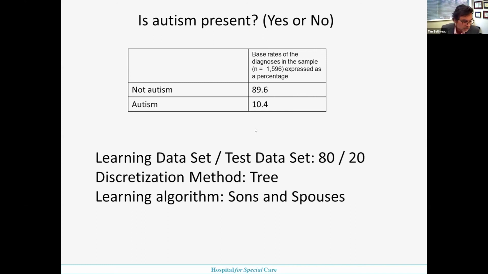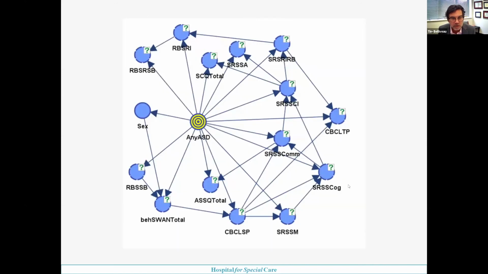So as was mentioned a little earlier, the approach to this involves a learning data set and then cross-validated with a test data set. And we broke this up into 80 and 20%. And what we see here is a visual representation of each variable represented by a circle or a node in the network. And the one in the center is the diagnostic question, is autism present or absent? And all of the variables around the outside are primarily self-report or parent-completed questionnaires for the most part.